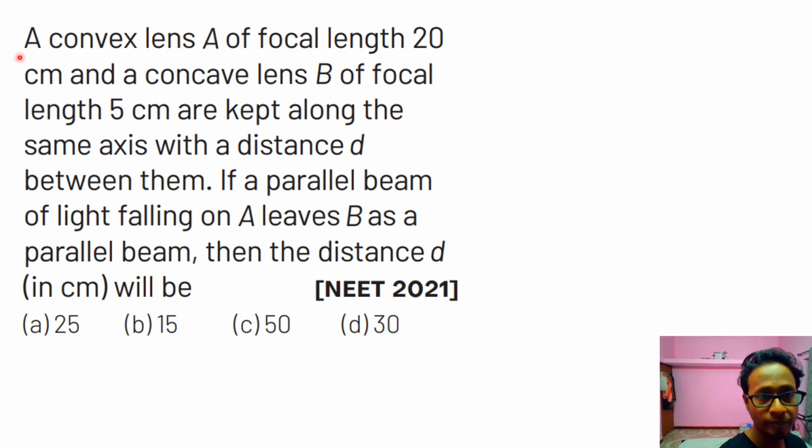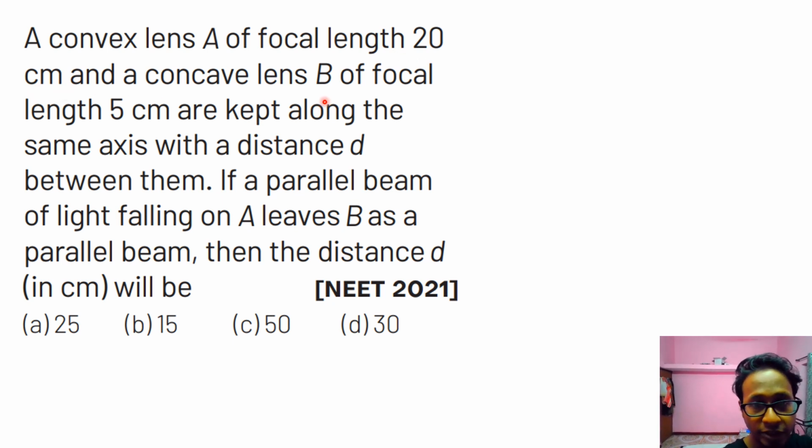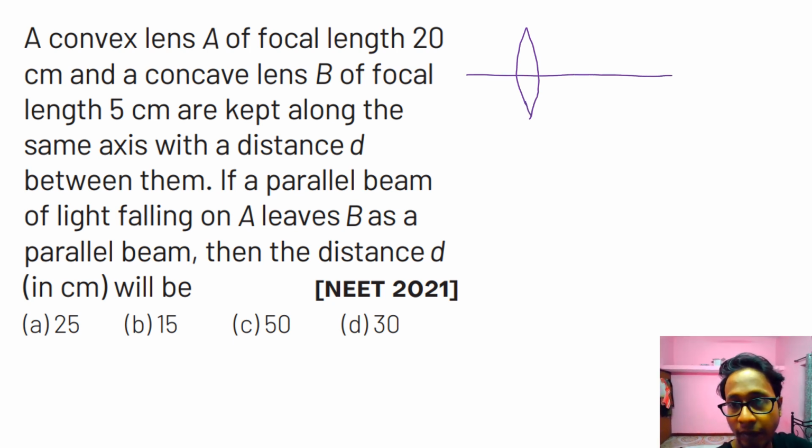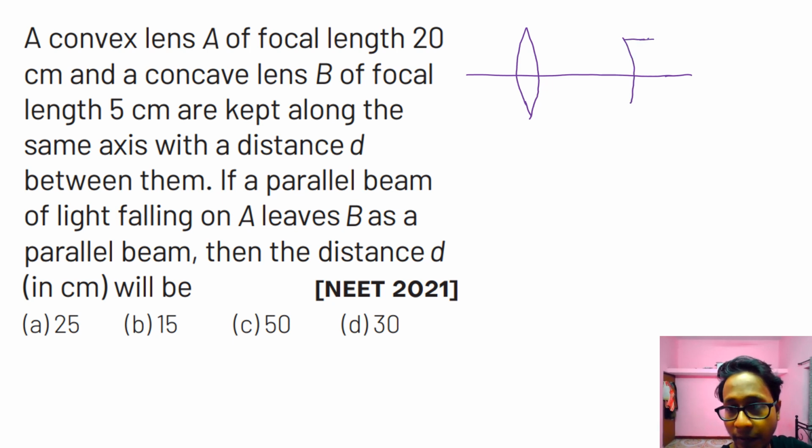Let's take the question. A convex lens of focal length 20 centimeter and a concave lens of focal length 5 centimeter are kept along the same axis with distance d between them. So what the question is telling is that there is a convex lens and a concave lens. The focal length here is 20, the focal length here is 5 centimeter. The distance d is between them.